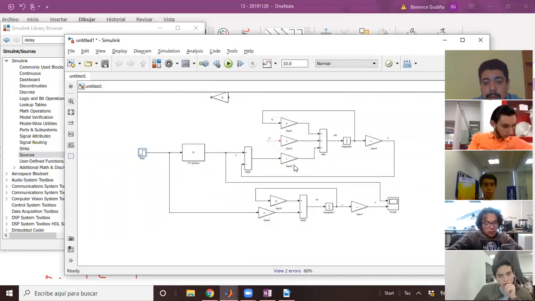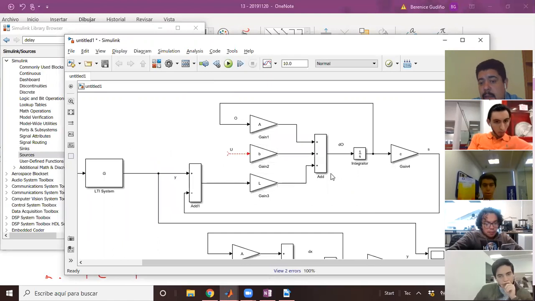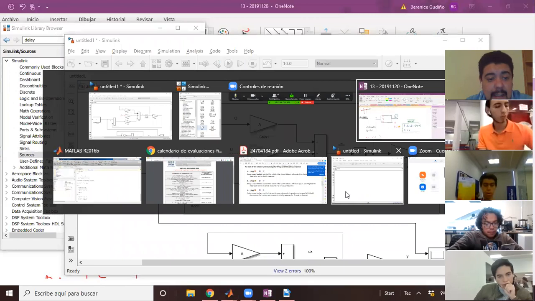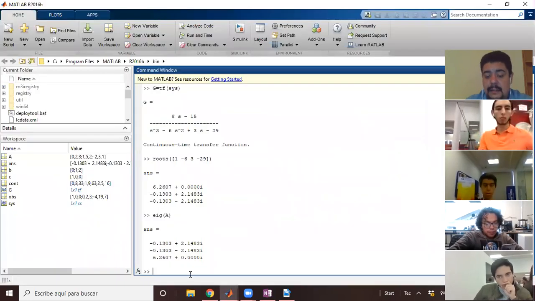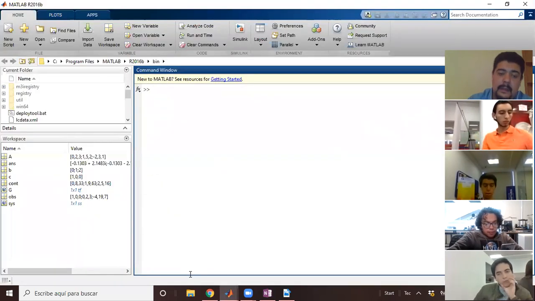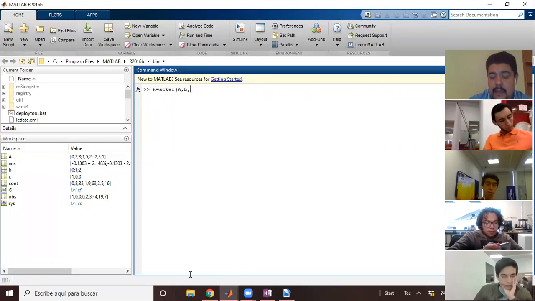Yeah, of course, there are some errors. Let me quickly design the value of K and the value of L. Okay, so this is how we're going to design K. We saw this last class. K is equal to acker of A, B, and where do you want the poles of the system in closed loop?